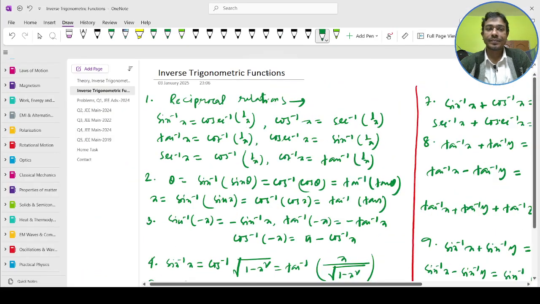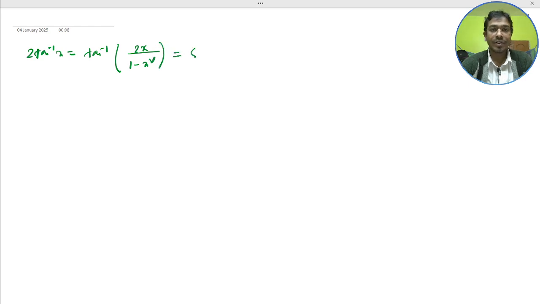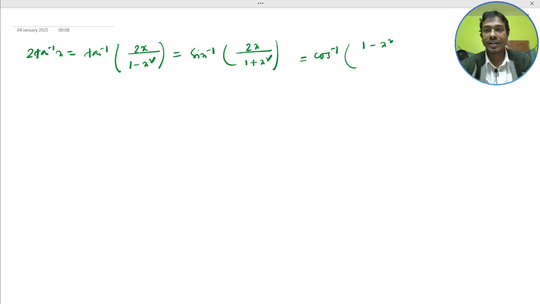Next one, 2 tan inverse x is equal to tan inverse of 2x divided by 1 minus x square, which is equal to sin inverse of 2x divided by 1 plus x square, which is equal to cos inverse of 1 minus x square divided by 1 plus x square.